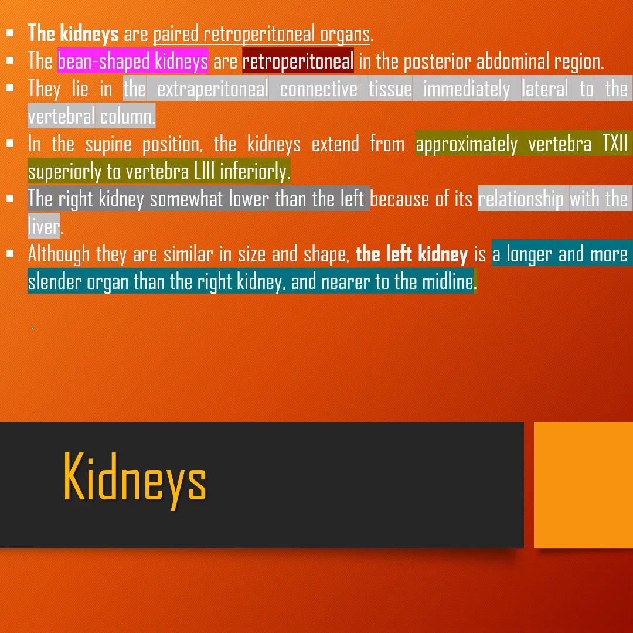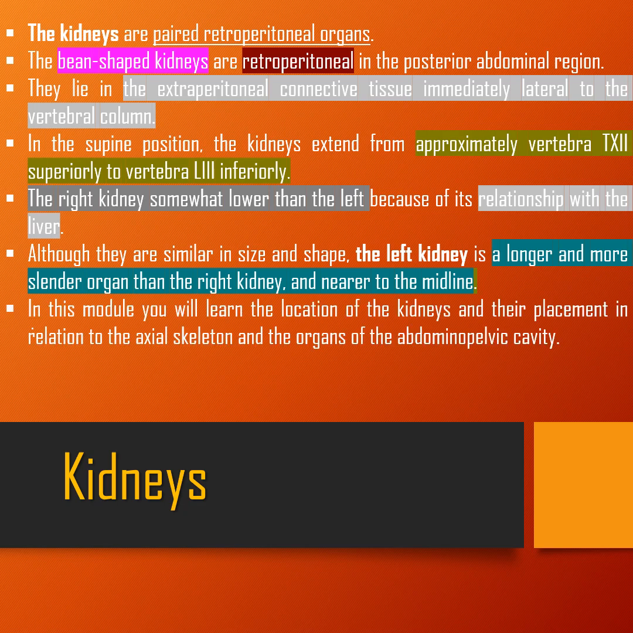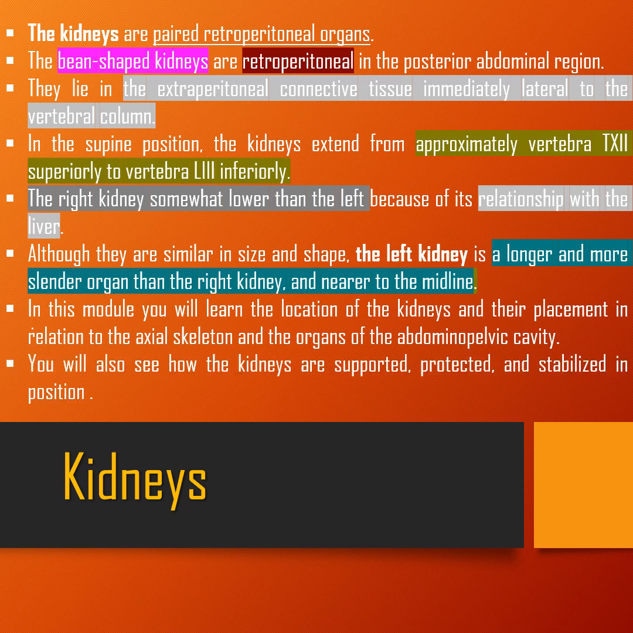Although they are similar in size and shape, the left kidney is a longer and more slender organ than the right kidney and nearer to the midline. In this module, you will learn the locations of the kidneys and their placement in relation to the axial skeleton and organs of the abdominopelvic cavity. Also, you will see how the kidneys are supported, protected, and stabilized in position.